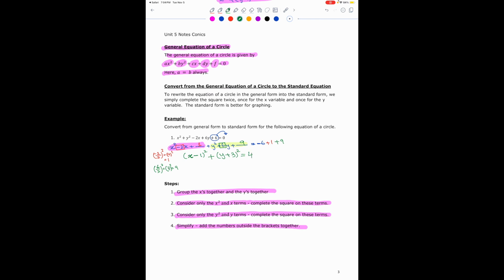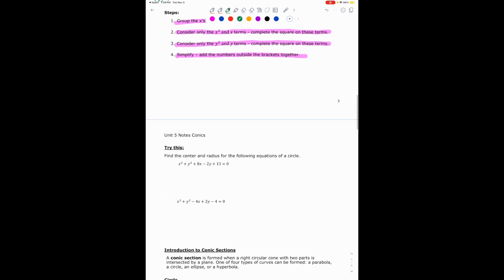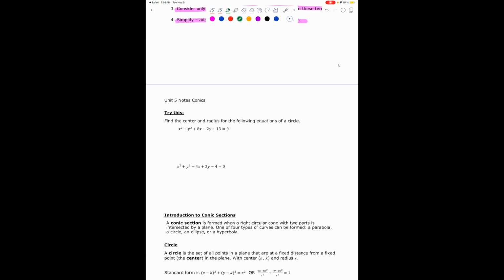Now you can see how easy it is to tell what the center is and what the radius is for this equation by converting it from a general equation of the circle to the standard form of the equation of the circle. Let's do another example. Find the center and radius for the following equations of a circle. So in order to do that, we will need to convert from general form to a standard form.